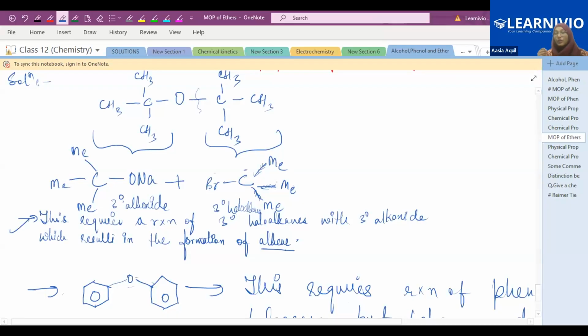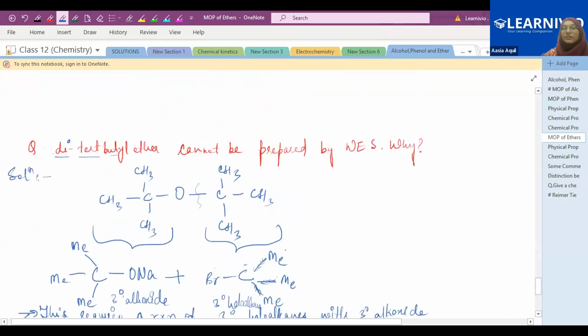Because you know very well, when you use secondary or tertiary haloalkane, there will be more hydration. The more methyl groups, the more the hydration, and there is a chance of an elimination reaction instead of a nucleophilic substitution reaction. So instead of nucleophilic substitution, here what happens? Elimination reaction. And if elimination occurs, it will lead to the formation of alkene, not the ether. So that's why we can't use Williamson ether synthesis to prepare di-tertiary butyl ether.